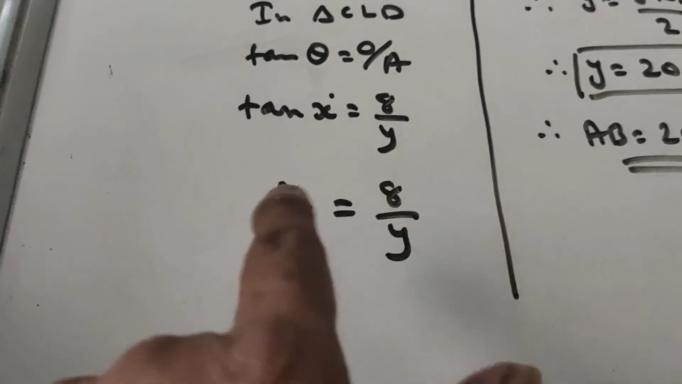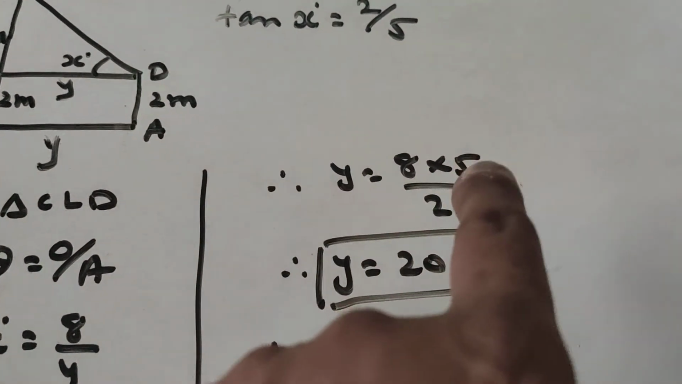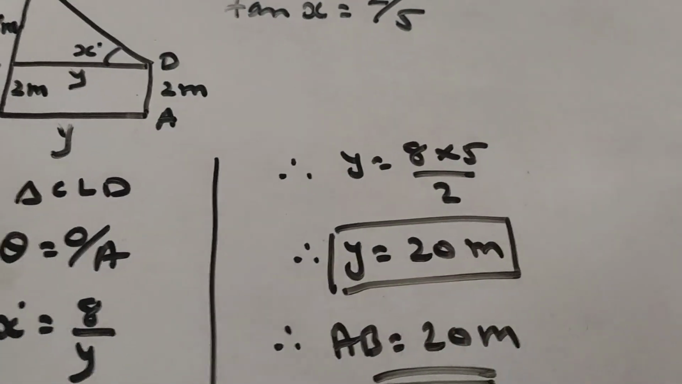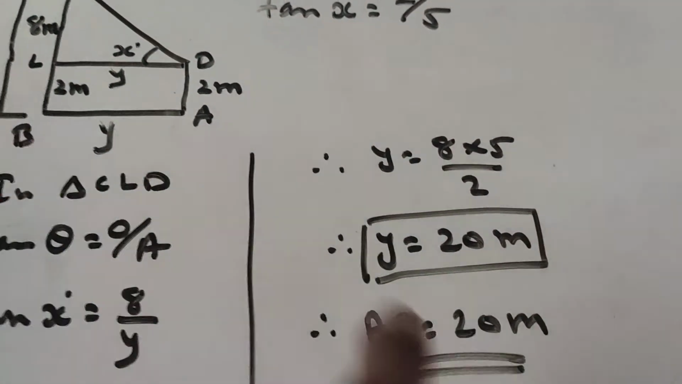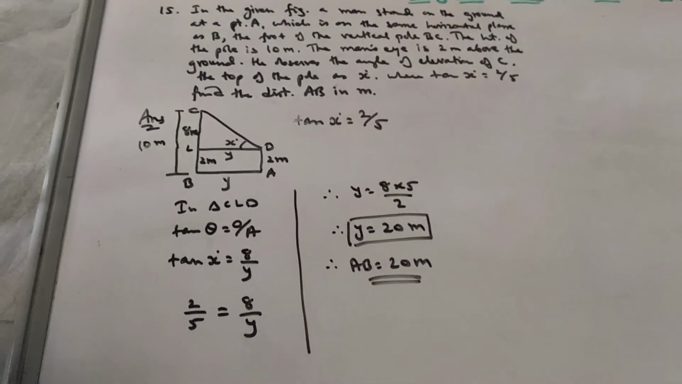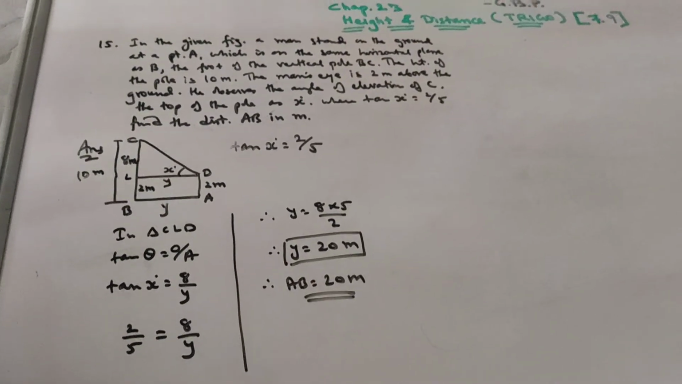Y goes this side, 5 goes this side, 2 comes down. So it becomes y is equal to 8 multiplied by 5 upon 2. 2 4s are 8 and 4 5s are 20. So distance between the man and the pole is 20 meters. So this is how we do the sum. Let us work it out, sum number 16, in another episode.